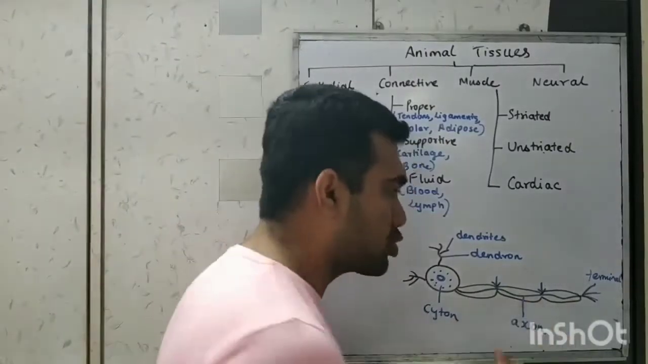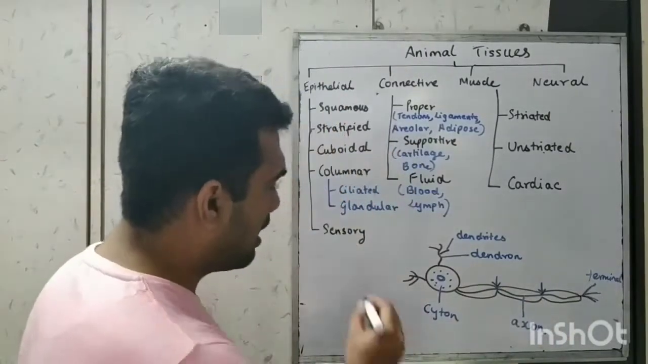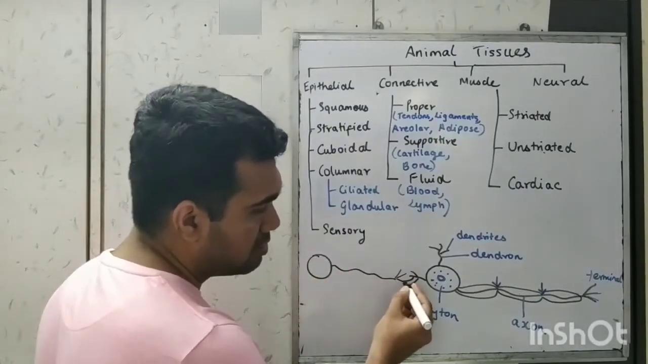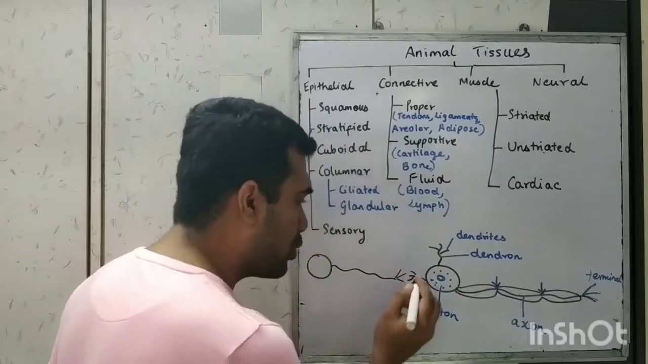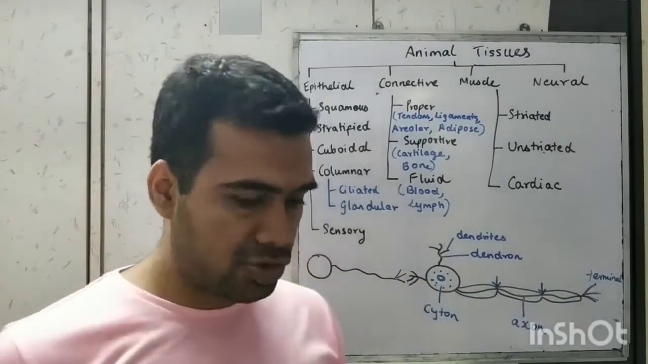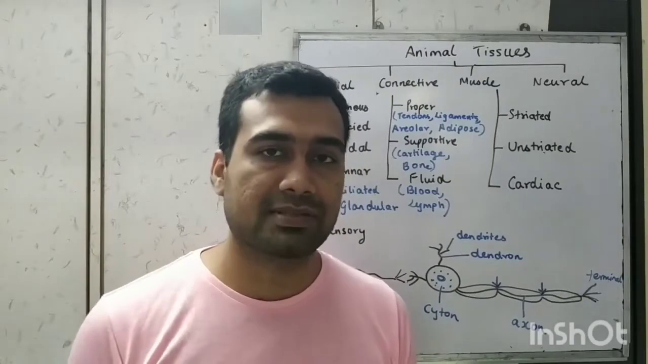A bundle of axons together is called a nerve, and the way they make a chain is like this. The axon terminals of one neuron are closely associated with the dendrites of the next neuron. And this gap in between them, this junction between them, is called a synapse.